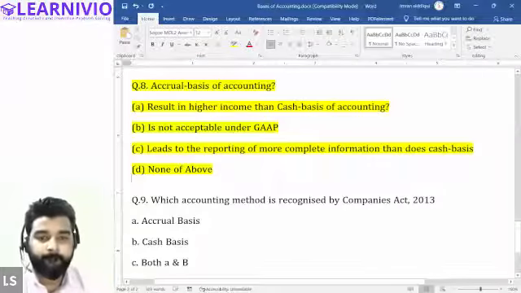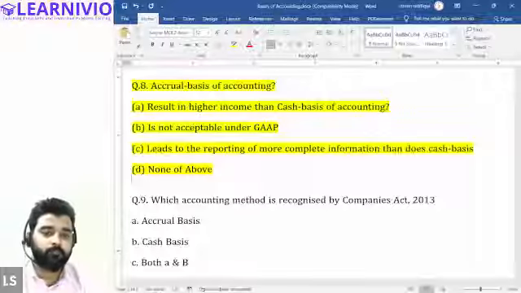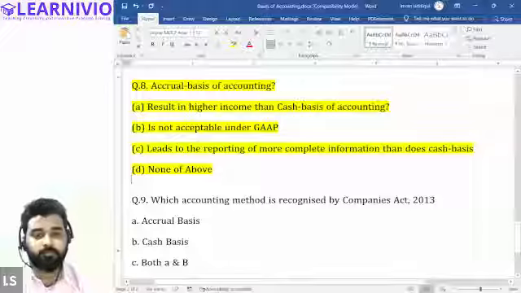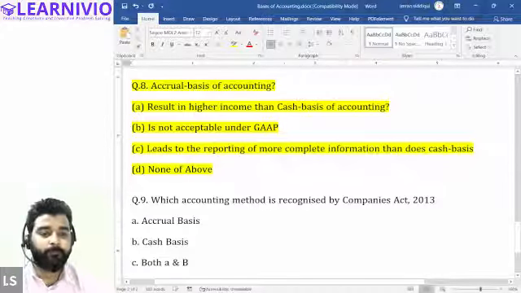Accrual basis accounting results in higher income than cash basis of accounting. Sir, I had a doubt between A and C. But then we had an example where accrual basis of accounting has higher income, so that does not happen always. Is it C? Yes, option C is correct: it leads to reporting of more complete information.